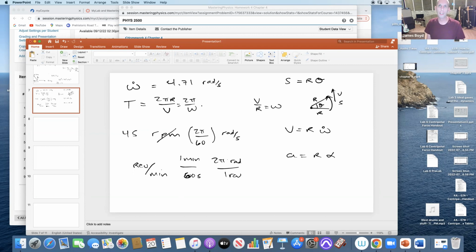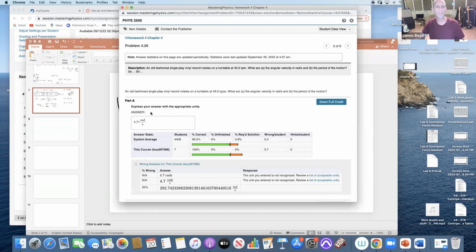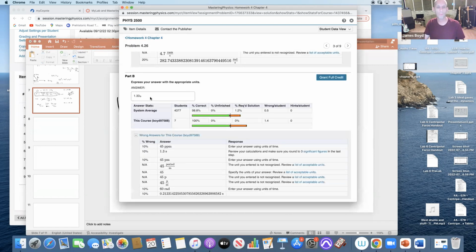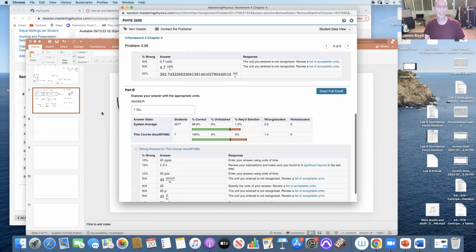The units would be 2 pi rad over rads per second to give you seconds. So all we have to do is divide 2 pi by omega. 2 times pi divided by 4.71 is about 1.33 seconds. It is a very nice relationship to remember. 1.33 seconds. And that's it.